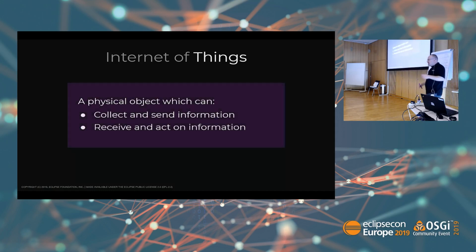Well, a thing is essentially a physical object that can do two things. Gather data and send it somewhere, and then receive orders and act. That's literally all there is to it, and it can be any physical object. A red hat like that, my glasses, your car, your phone. Your phone is a particularly good example of a thing, okay?